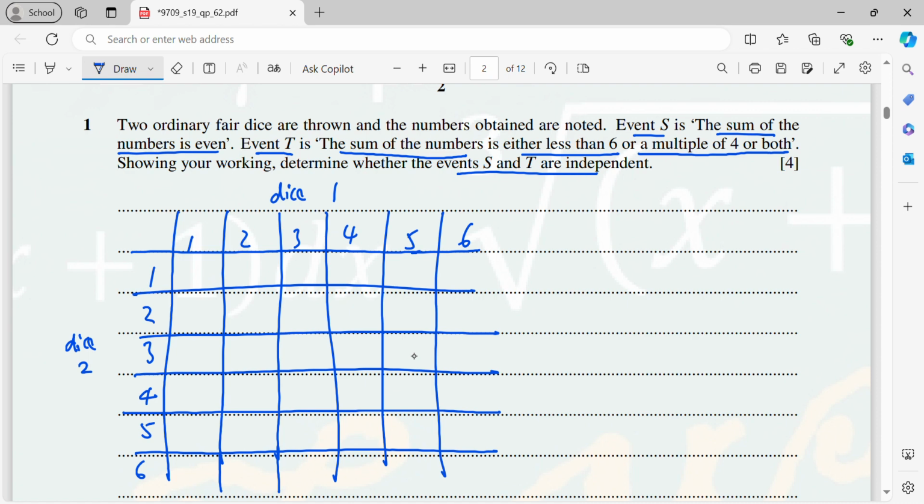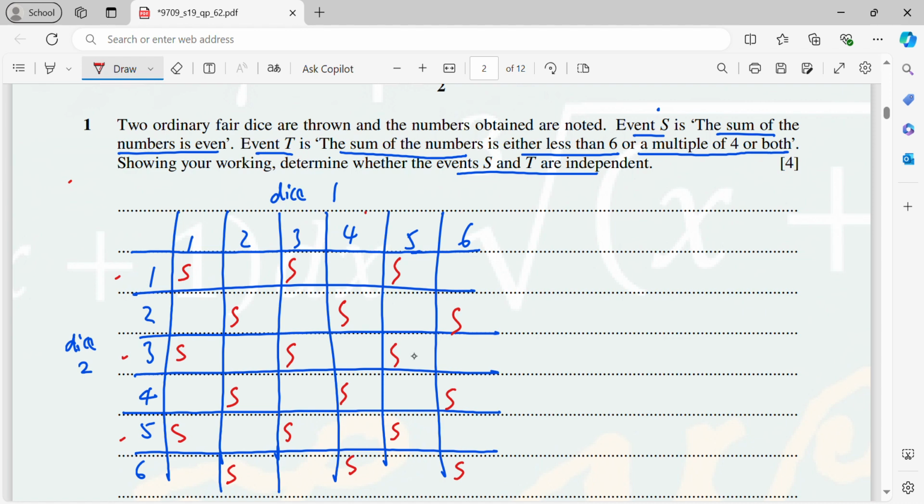Now I will label directly the outcomes for the event S, the sum of the numbers is even. So 1 plus 1 is even, 1 plus 3 is even, 1 plus 5 is even, 2 plus 2 is even, 2 plus 4, 2 plus 6. So all the odd numbers 1, 3, 5 will match with 1, 3, 5 on the other side. I will just follow the pattern. For 4 and 6 on the first dice, they will match 2, 4, 6 on the second dice as well. All these are the outcomes for the event S.